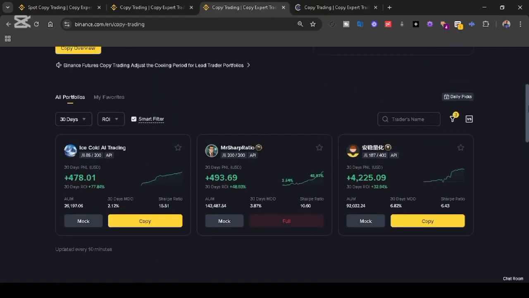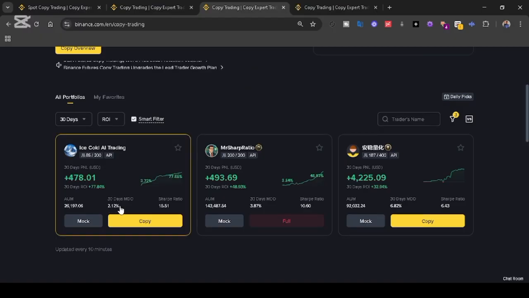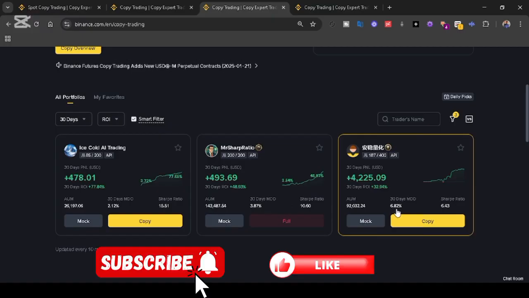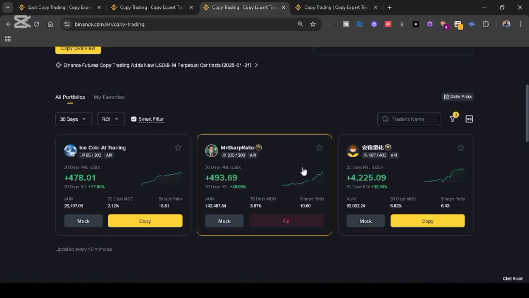Now we're going to make our choice from these people. This person here has a 30 days maximum drawdown of 2.1%. That means this person only lost about 2% of money copying a trade. This one has a loss of 3.87%, while this one lost about 6.827%.